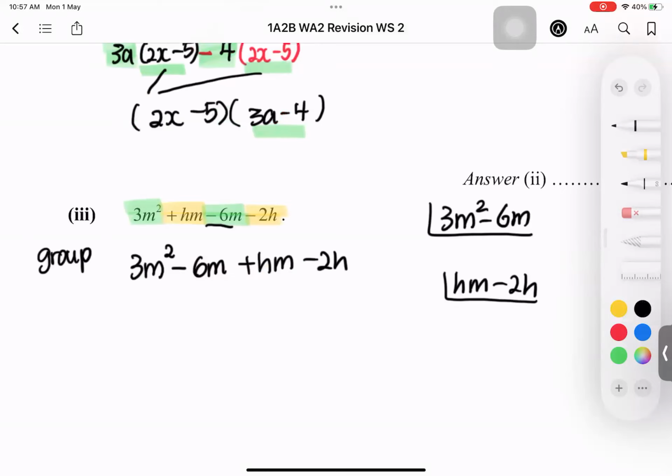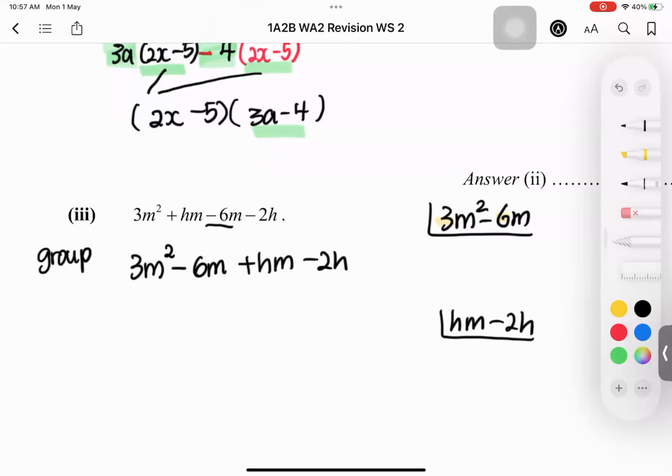Okay, let's take a look. Now over here, what is the common factor? 3 and 6. What can I divide by? What's the common factor over here? 3. Right, then I have m square minus 2m. 6 divided by 3, 2. m square minus 2m. Any more common factor?